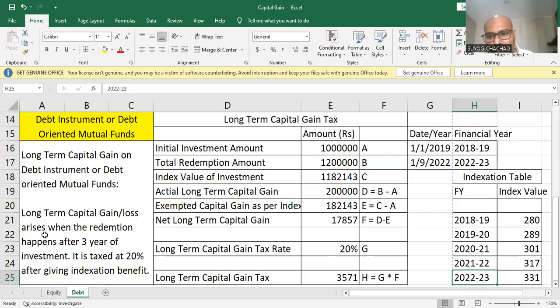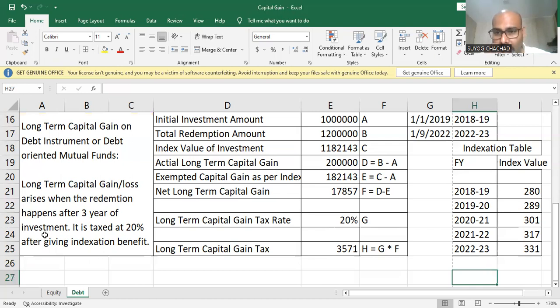Now 1st Jan 2019 is in the financial year 2018-19, whereas 1st September 2022 is in the financial year 2022-23. So here you can see you are holding for more than 3 years, and for more than 5 financial years. Let's see how to calculate the tax.